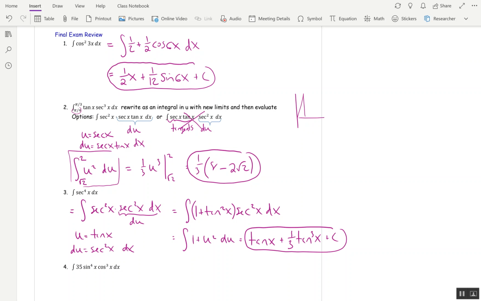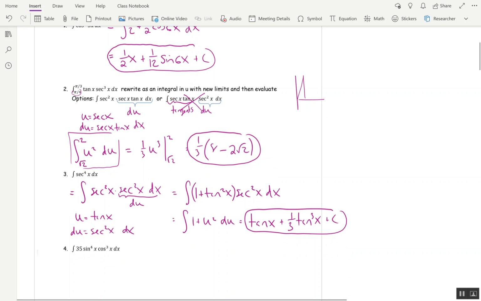All right, and oftentimes I skip that step of plugging in u and then switching back to a trig function when I'm working with trig functions, because these problems can get a bit long.